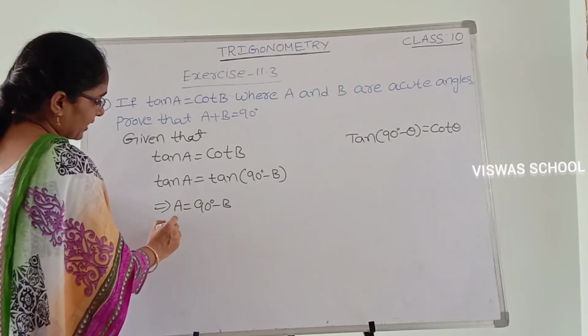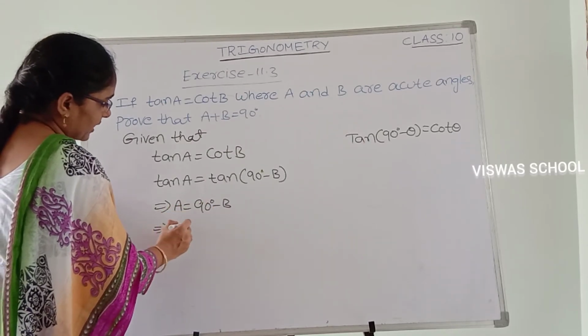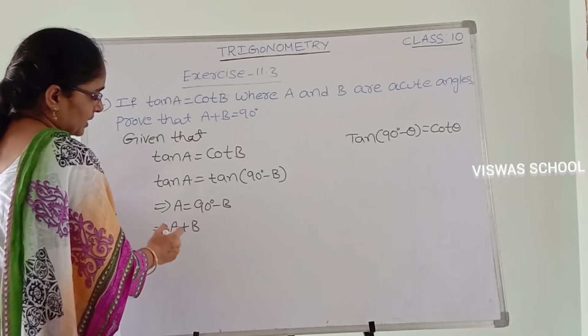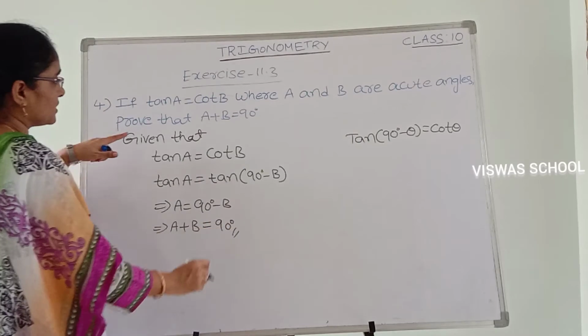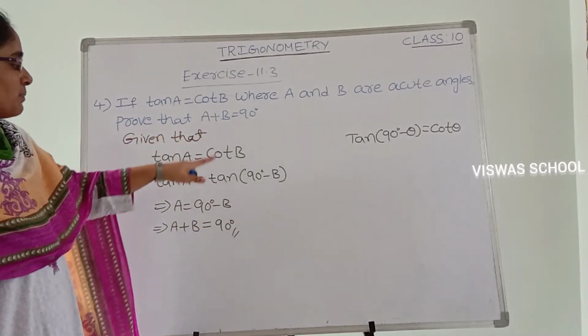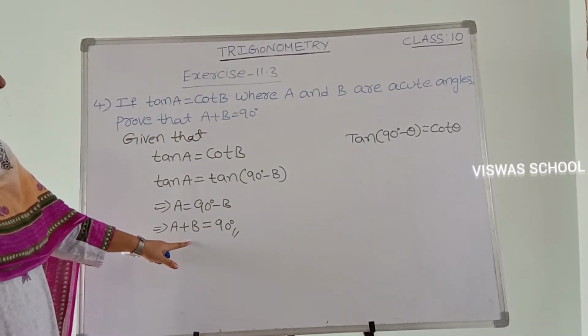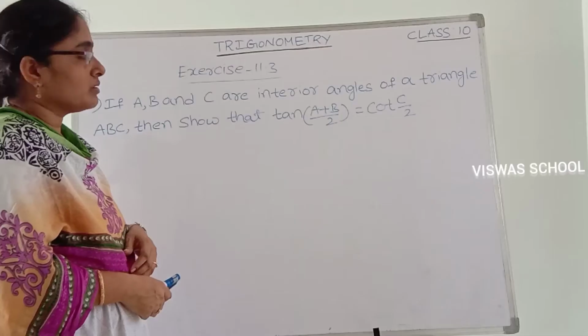Now here, A plus B. Write this B term to the LHS side. Now it is changed as plus B. A plus B is equal to what? 90 degrees. Here it is what? A plus B is 90. Here also A plus B is 90.